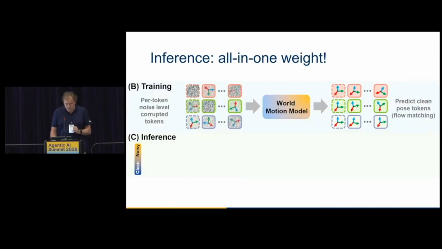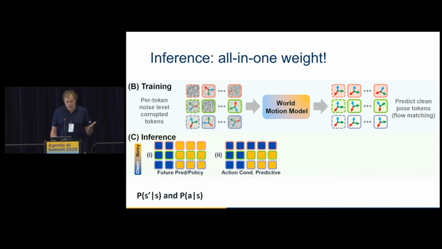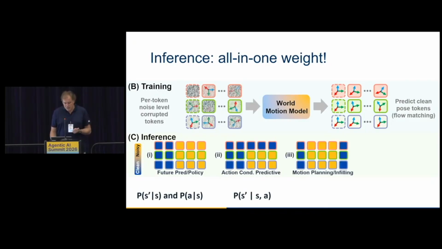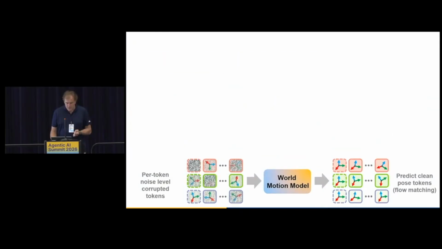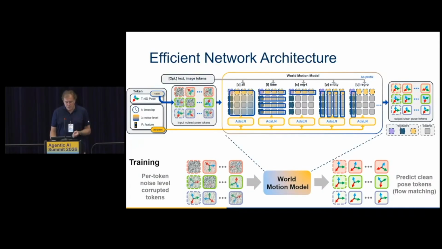We call it a world motion model. Other than that, it's very general and in many ways the same as a world model that generates pixels. We train it by denoising sequences, and we can run inference either to predict the future given the past, to predict the future conditioned on actions given the past, to in-paint or motion plan, or to retarget, solve for dynamics, et cetera, et cetera. And we have a very efficient transformer-based neural network architecture that does this.